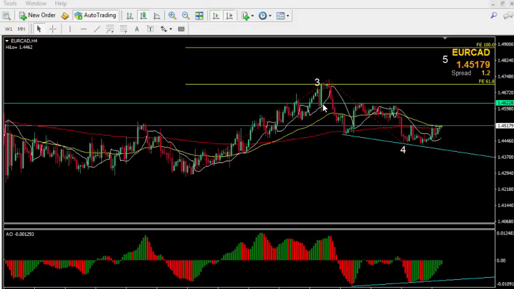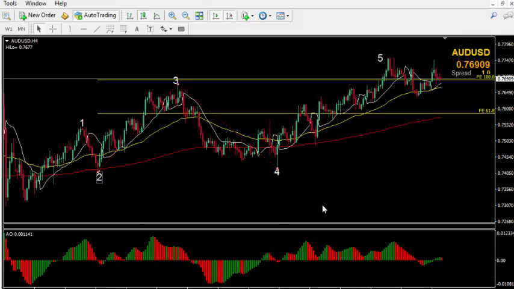So wave number 3, a pullback for wave number 4, and a continued move up here for wave number 5. The first point of call being to close above the 50 EMA. We then anticipate some resistance here, which is the 200 EMA on the daily chart, 61.8 and 100. So wave number 4 and into wave number 5.